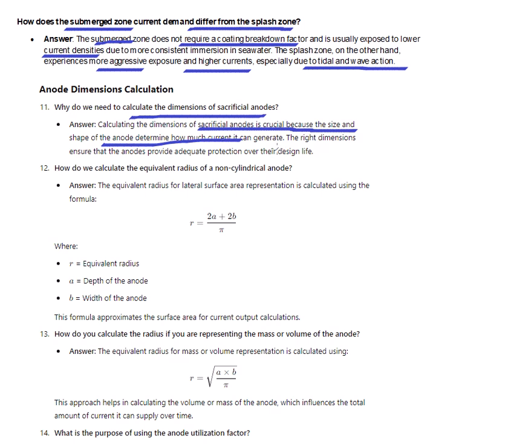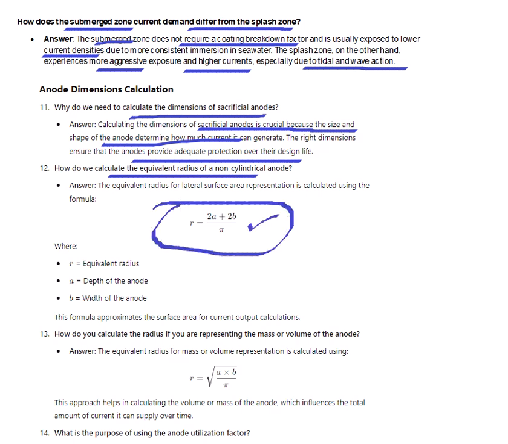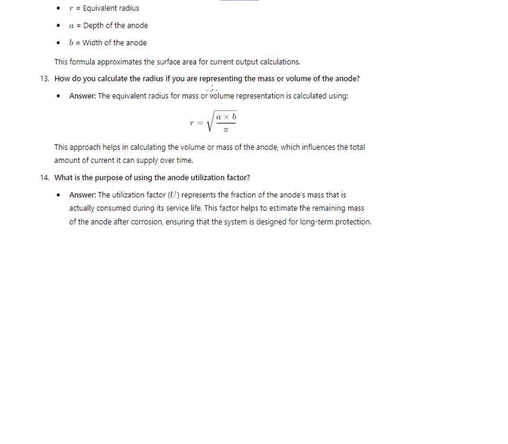Size and shape determine how much current it can generate. The right dimensions ensure the anodes provide adequate protection over the design life. How do we calculate the equivalent radius of a non-cylindrical anode? We can calculate it using this formula. How do we calculate the radius if you are representing the mass or volume? That can be done like this.